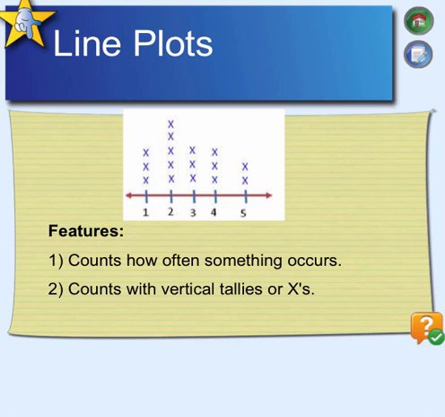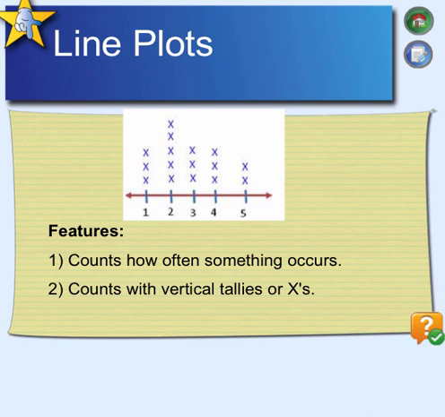All right, so line plots are next. And a line plot, this is a picture of one right here. And the features are it counts how often something occurs. And it counts with vertical tallies or X's. So vertical meaning going up and down. And here it shows the vertical X's. So for example, whatever the 1 means, maybe 1 being their favorite number, it happened 3 times that someone said that 1 was their favorite number. So that's a line plot.